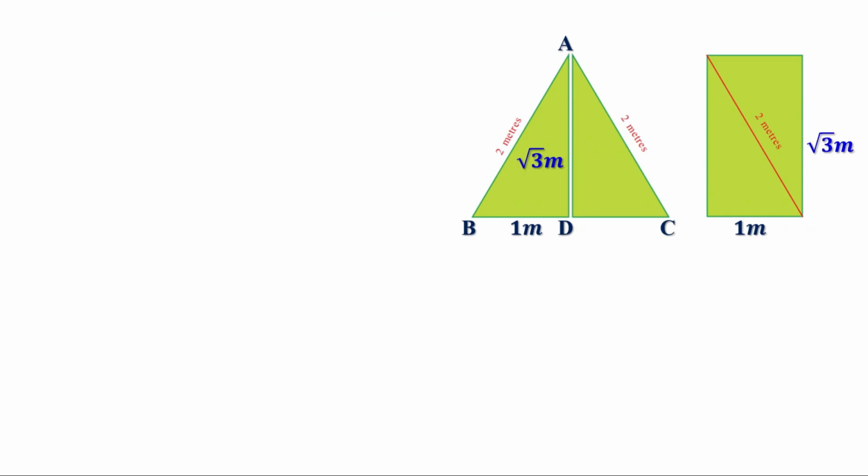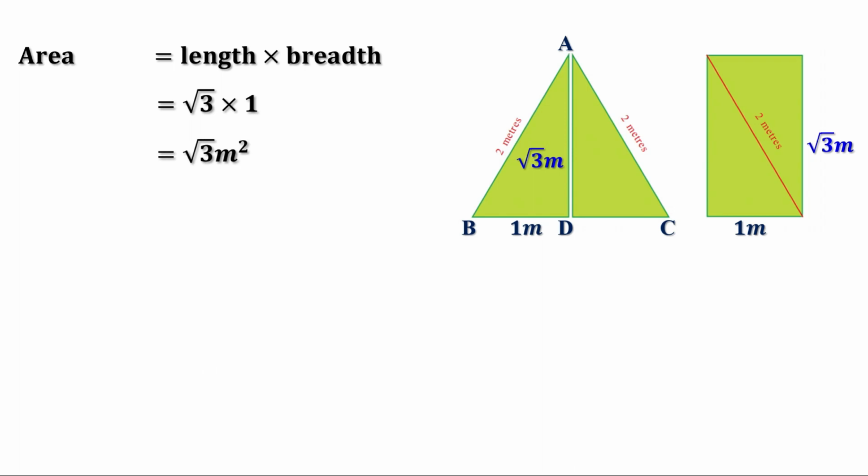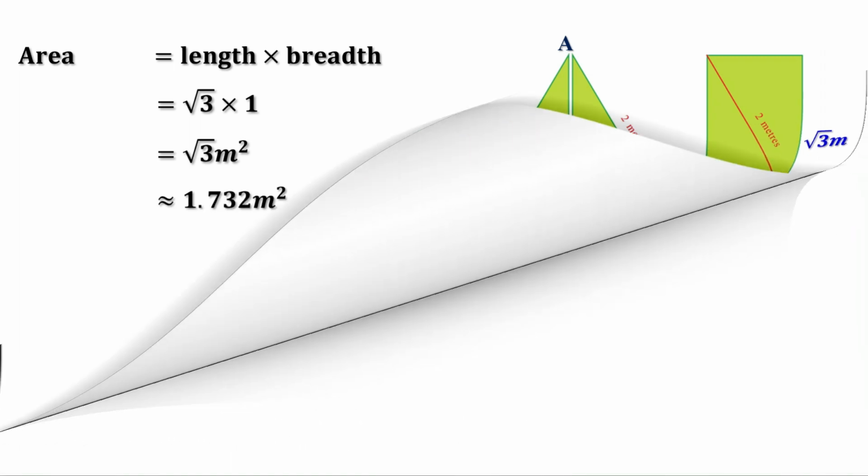That means here also we can find the area in the usual way, that is area equal to length into breadth. Here the length is root 3 and breadth is 1. Multiplying we get root 3, or the area is root 3 square meters. Now if the approximate value is needed, we can give the approximate value of root 3, that is the area is approximately equal to 1.732 square meters.